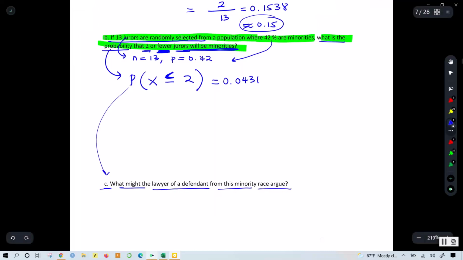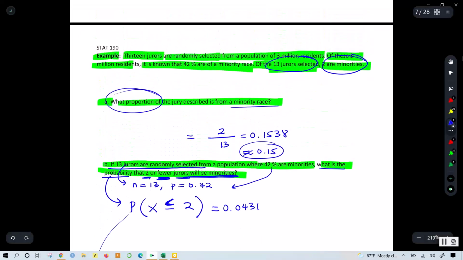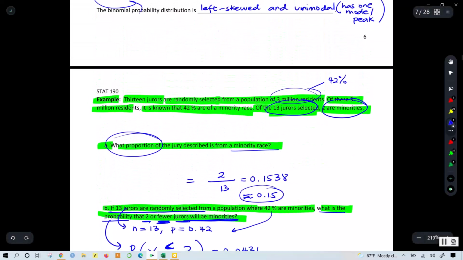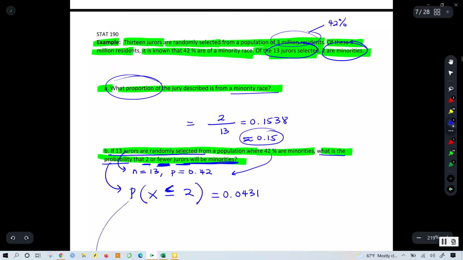Based on these findings, question C, what might the lawyer of a defendant from this minority race argue? To begin to comprehend this argument that we're going to explain, you should first note that in the entire population of 3 million, you have 42% minority race. Well, as it stands, the probability that you have 2 or fewer here is 0.0431.